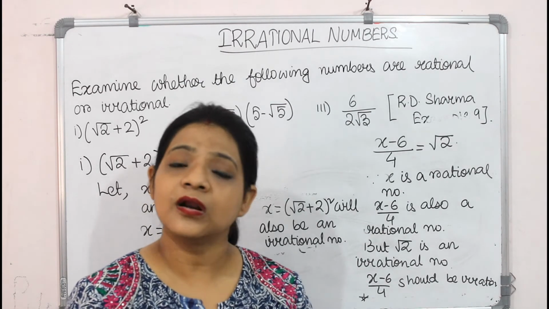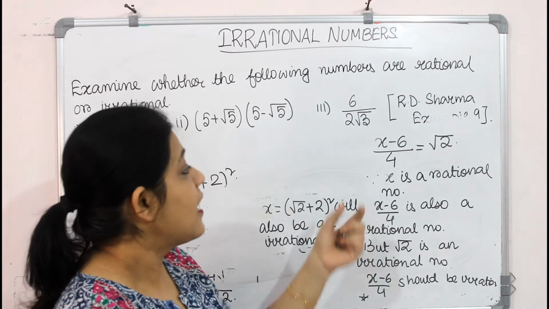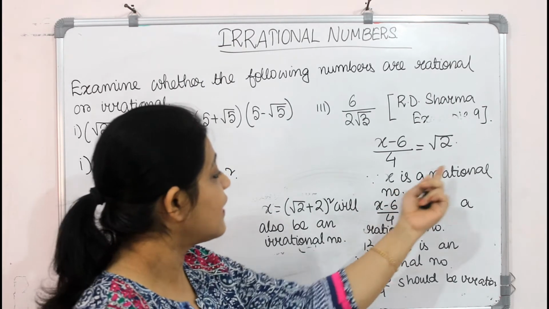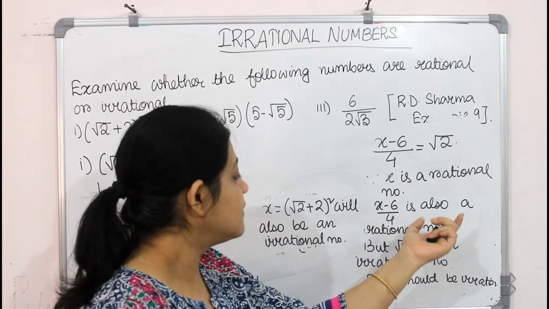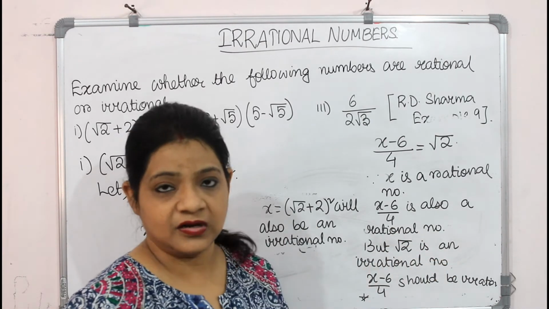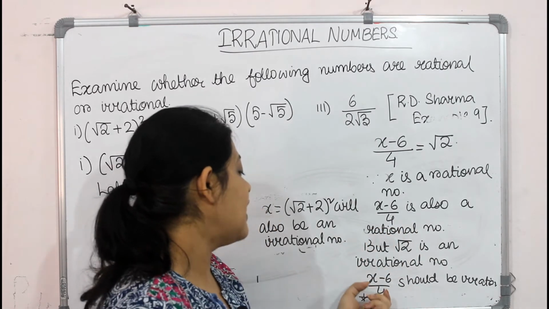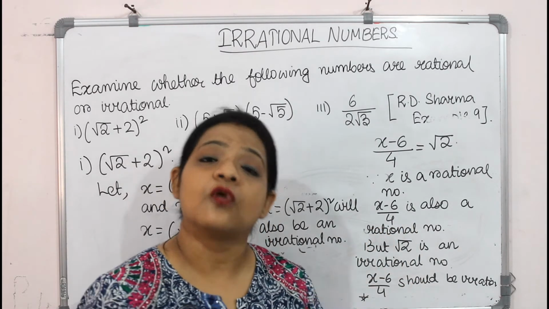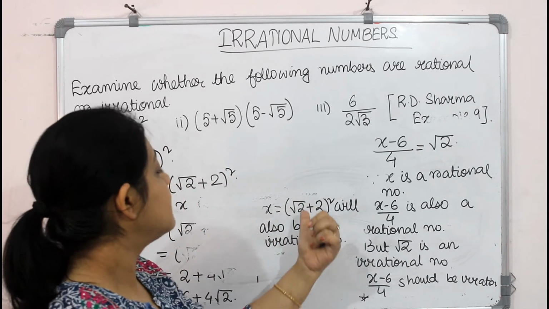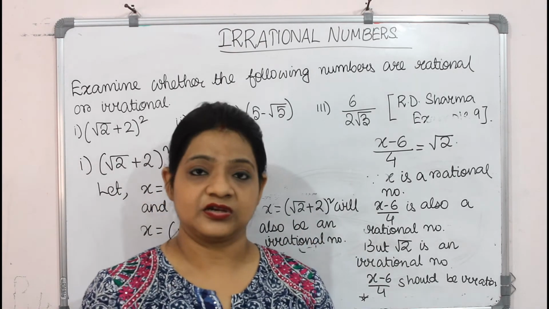So a rational number cannot be equal to an irrational number. So for that x has to be an irrational number. Since x is a rational number, (x minus 6) by 4 is also a rational number, but root 2 is an irrational number. So it is mandatory for you to write (x minus 6) by 4 should also be irrational, which in turn we can write x equal to (root 2 + 2) square will also be an irrational number.